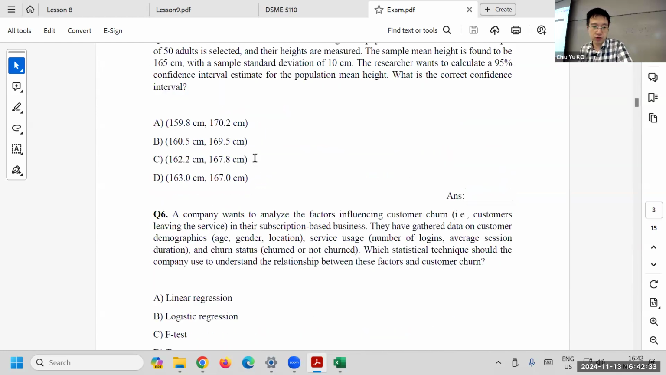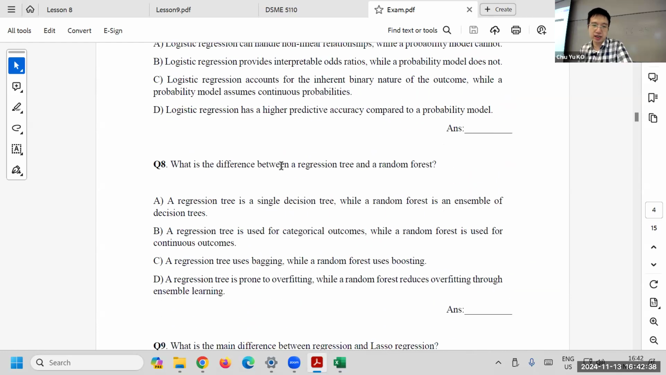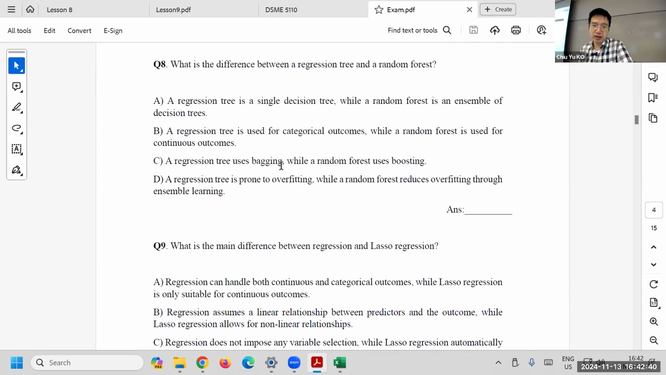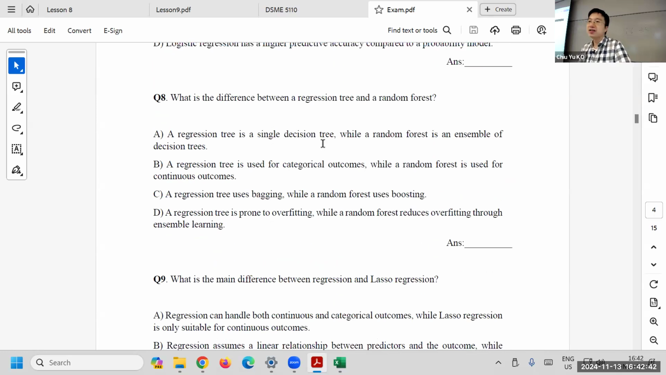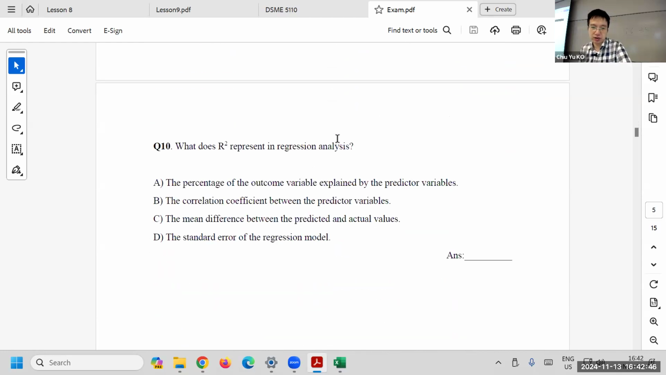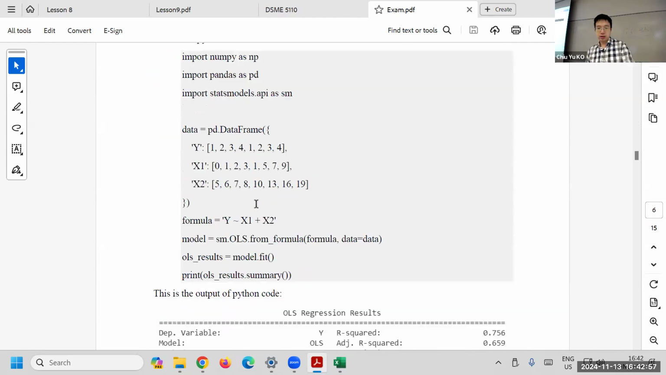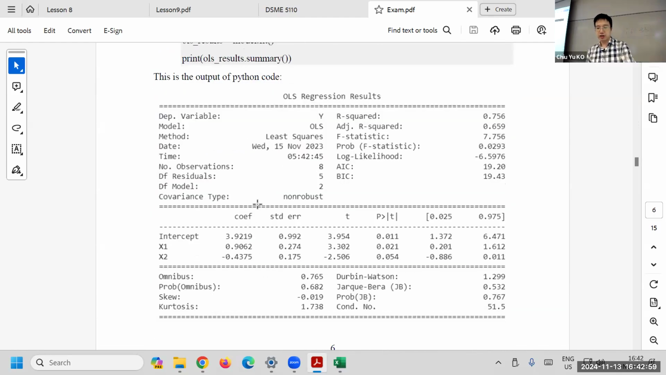Something like question 4 or question 6, 7, 8, this kind of style. You read it, you know it, then you're done. It's not something you have to think too much about. If you know what's going on, that should be done. And the long question will be like this: I give the code and give the output, then you look at the output and answer. If you understand how to use it, then you're done.